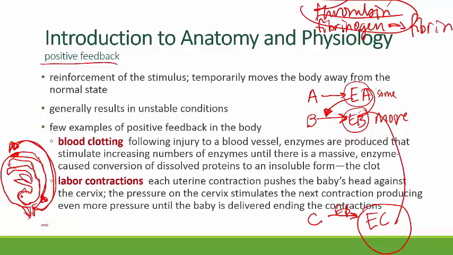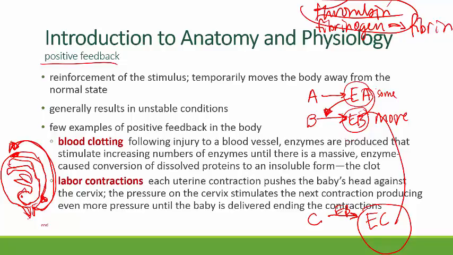So labor contractions are another example of positive feedback. If it were negative feedback, labor contractions would be stopped, because bumping the baby's head against the cervix would just stop labor contractions. But instead, we get positive feedback, so that one labor contraction stimulates the next labor contraction to occur over and over again until baby is delivered. And it's only when baby is delivered that the contractions will then stop.